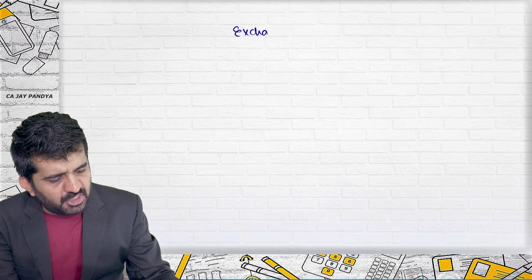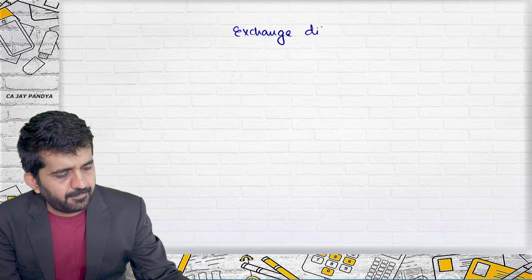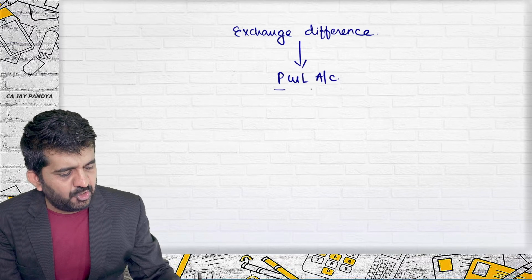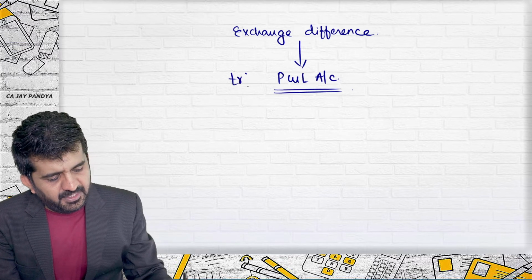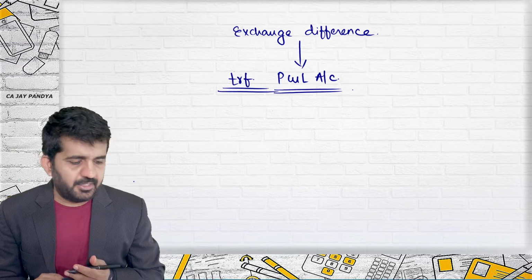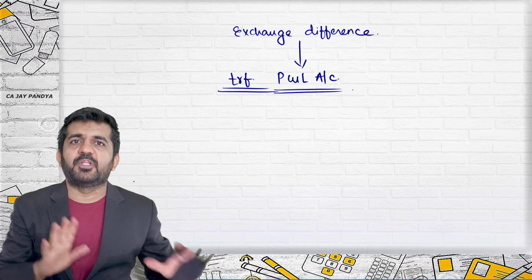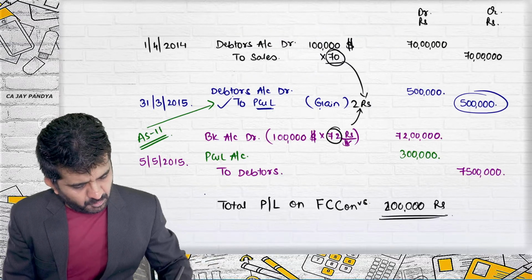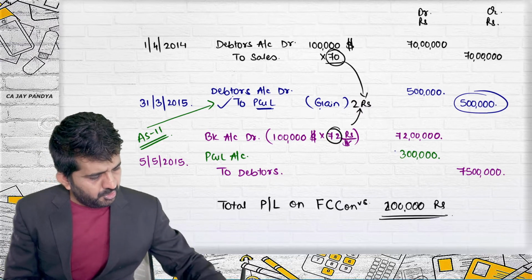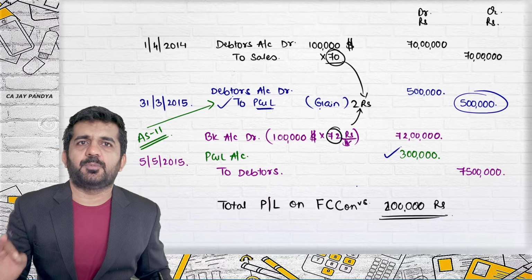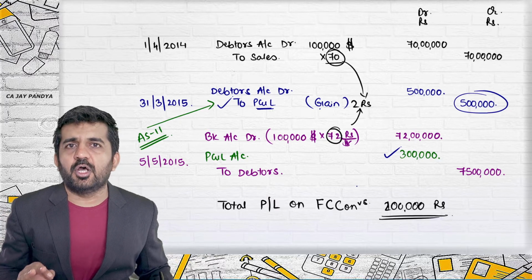Any exchange difference will be treated as a revenue item and will be transferred to profit or loss account. So any exchange difference will be transferred to profit and loss account. Let us see our question. Have we transferred it to P&L account? The answer is yes. And so we will be transferring any exchange difference to profit or loss account.